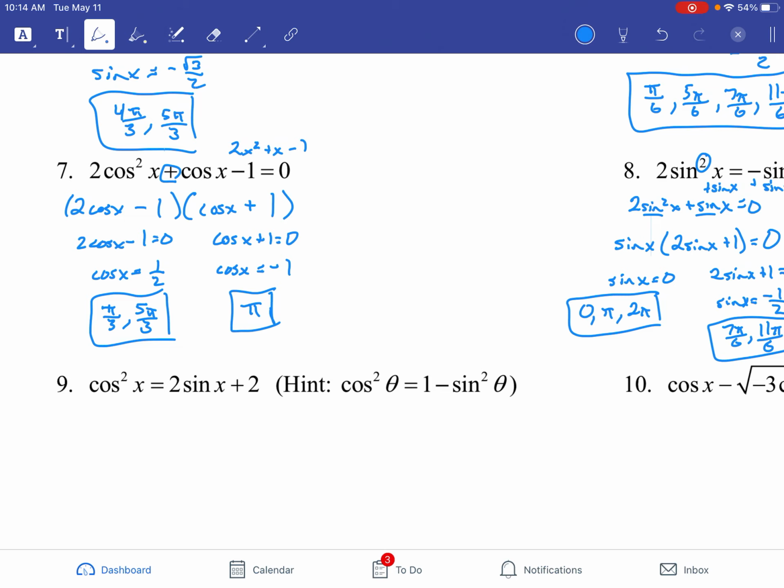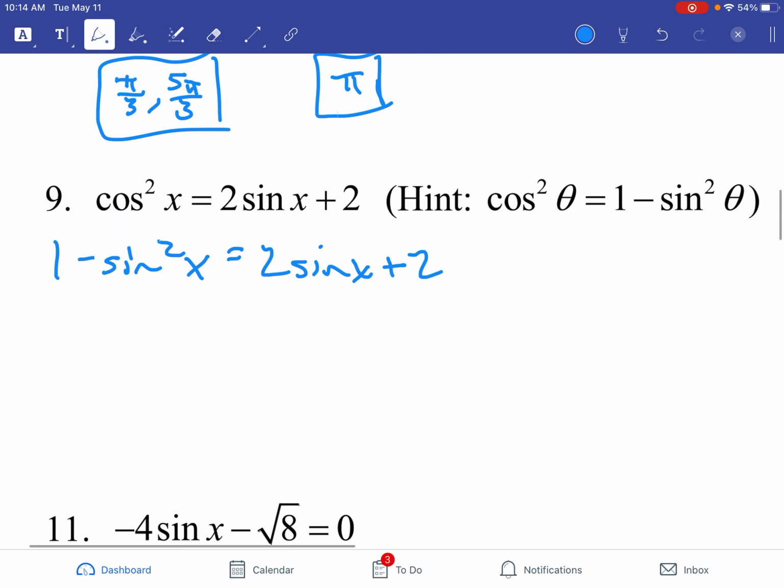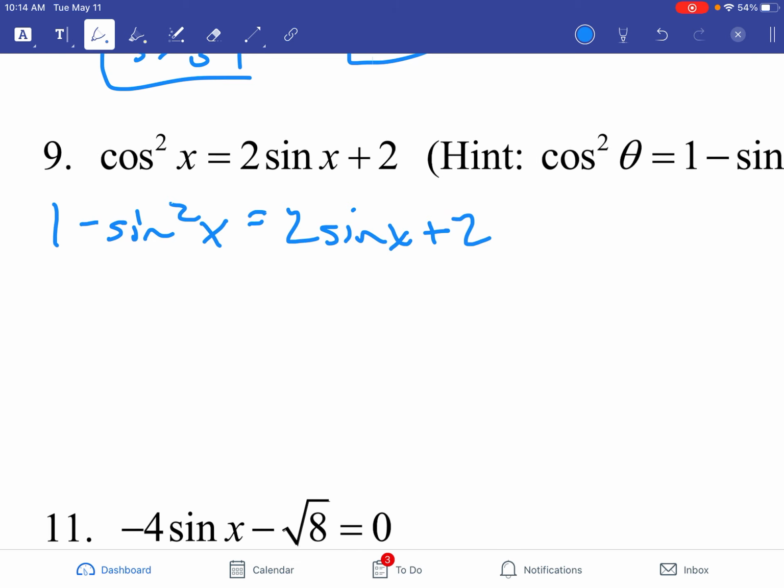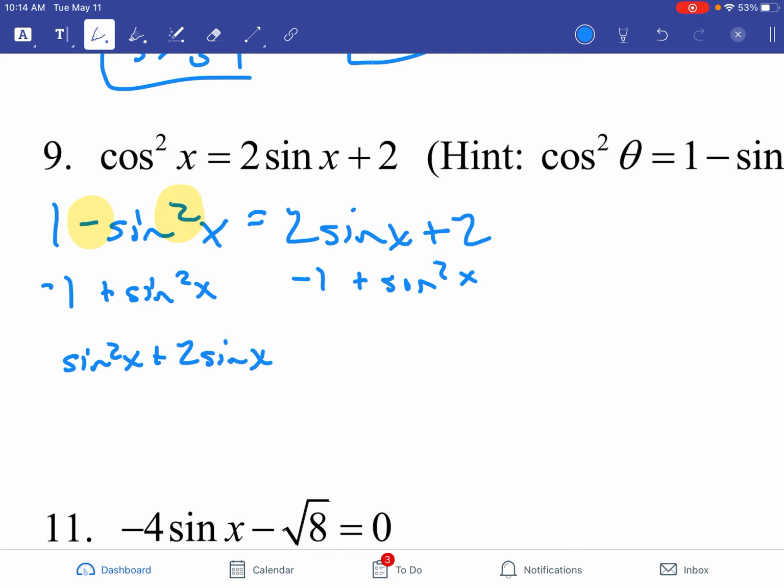Next, there's a hint for this one. So cosine squared is also the same thing as 1 minus sine squared. So we're going to use that to our advantage. Equals 2 sine of x plus 2. Okay. I'm going to move the stuff on the left all the way to the right because I don't want this squared term to be negative. So I'm going to subtract 1 and add sine squared x. So I will have sine squared x plus 2 sine of x plus 1 equals 0.